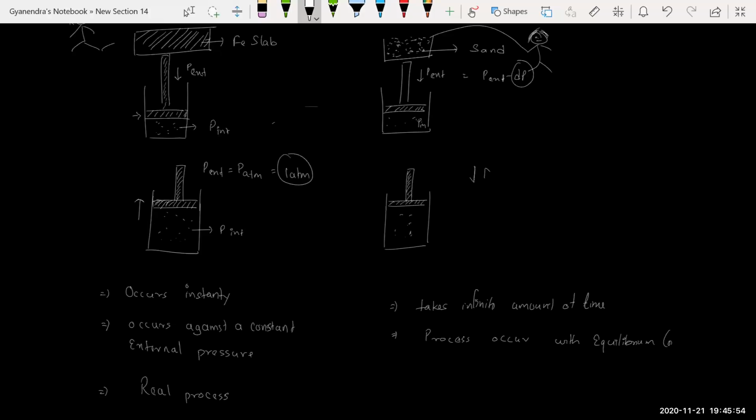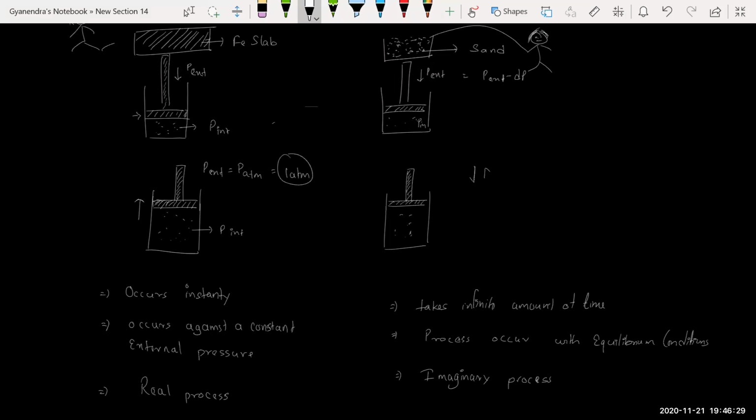Yes, sir. Sir, P internal minus dP, sir. Is this clear, Dinesh? It is completely an imaginary process, Dinesh. You can't actually hand pick those sand particles, right? Yes, sir. Sir, it's P external minus dP continuously, sir. Yes, Dinesh. P external minus dP keeps on changing, Dinesh. You understand that? Yes, sir.